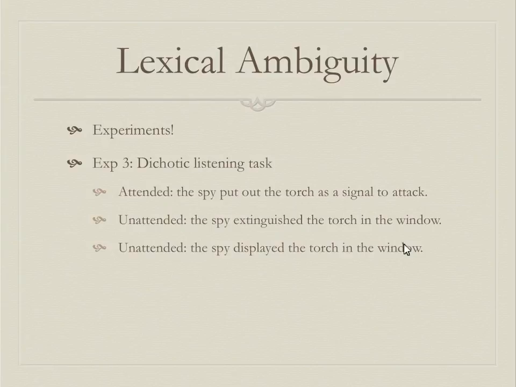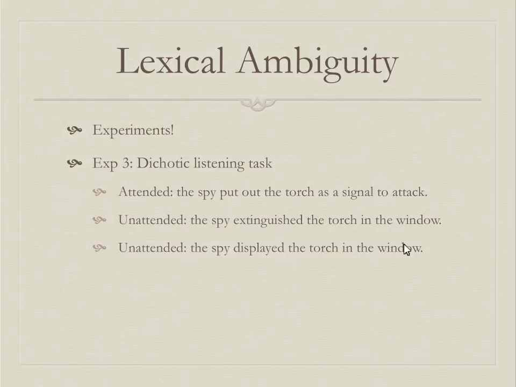And so that unattended ear, even though they weren't supposed to be listening to it, biased their answer towards what they thought it meant. So if you heard "extinguish," people would say, oh, there's no more lights. If you heard "displayed," they would say the light became brighter or something. So they would come up with an explanation that matched that unattended ear.